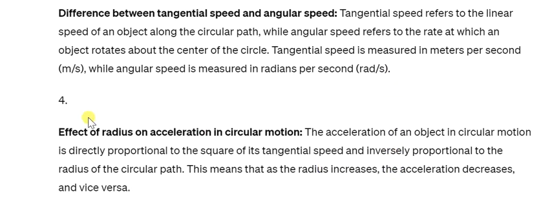Further, the fourth question and its answer is the effect of radius on acceleration in circular motion. The acceleration of an object in circular motion is directly proportional to the square of its tangential speed and inversely proportional to the radius of the circular path. Okay, this means that as the radius increases, the acceleration decreases, and vice versa. So this is the effect of radius on acceleration.